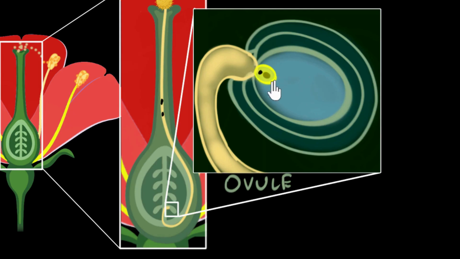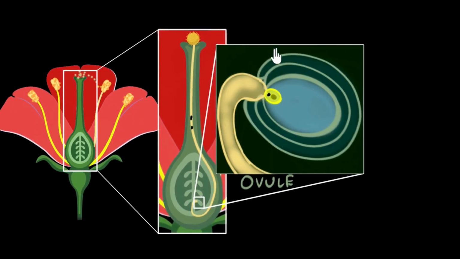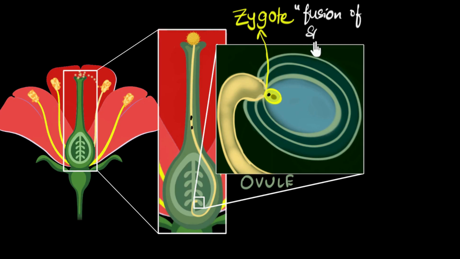We will only consider the fusion of the sperm cell with the egg cell. So when that fusion happens, we now get a new cell. And this new cell, which is basically the fusion of the two, we give a name to that. We call this the zygote. Zygote. So what exactly is zygote? Zygote is the fusion of sperm and the egg. Great, we now have a zygote.